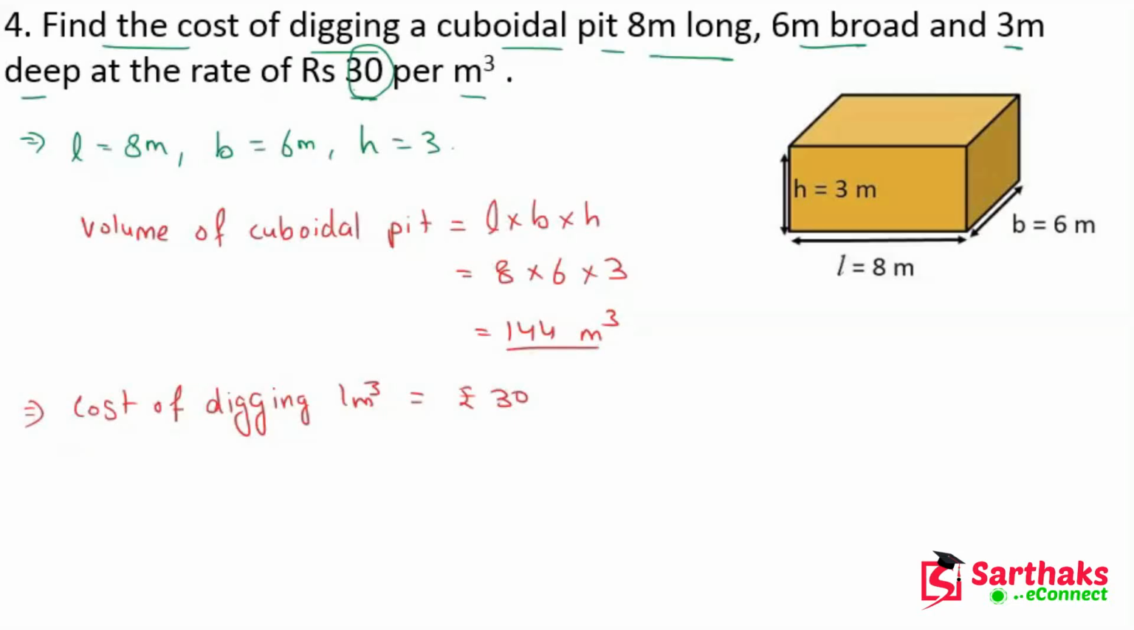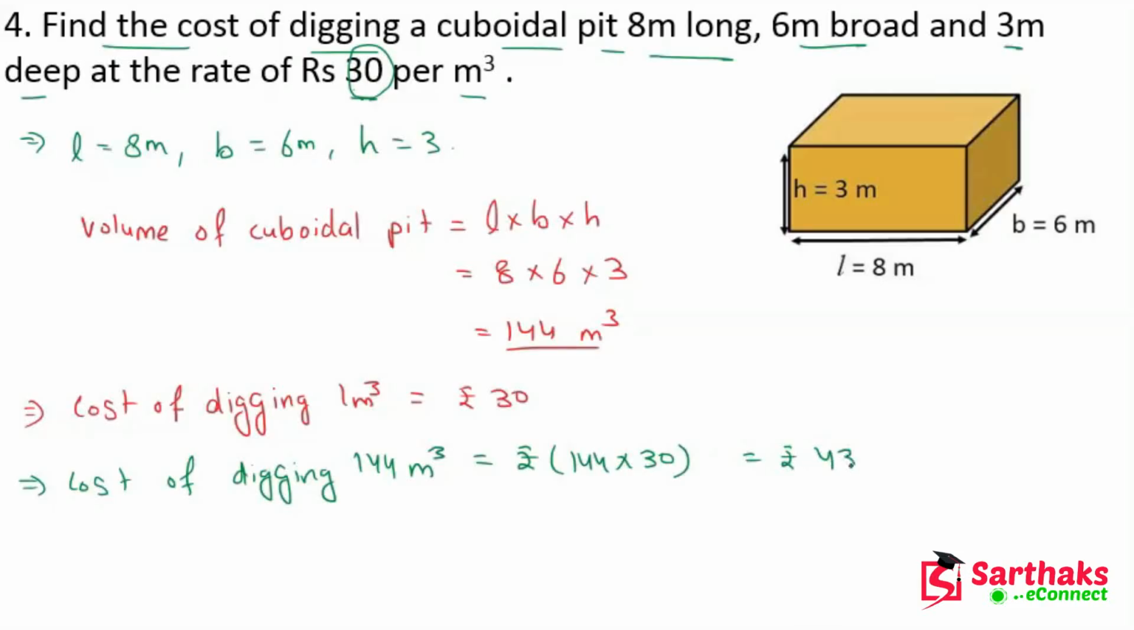So cost of digging 144 meter cube is equal to rupees 144 into 30. So this will be rupees 4320. So this is the answer of this question. Means we can say the cost is what?